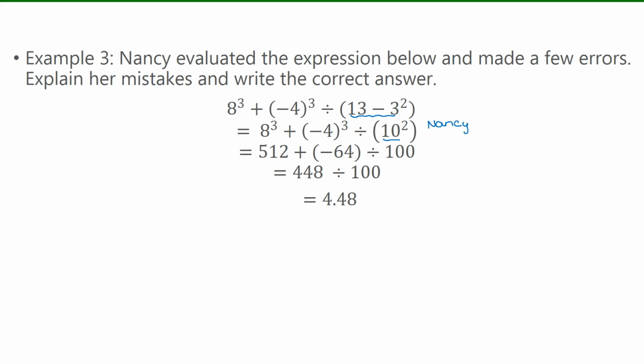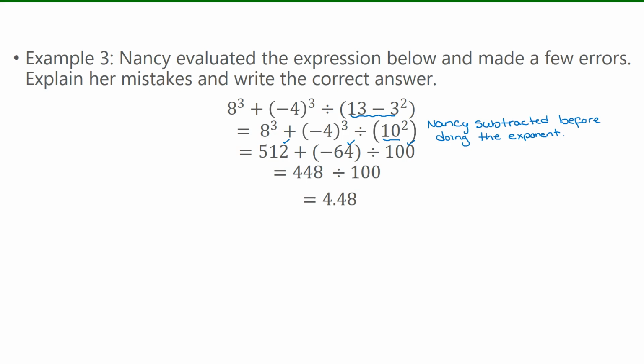I'll say that Nancy subtracted before doing the exponent. Okay, let's continue to see if there's anything else. So next she should work out her exponents. 8 cubed is 512. Negative 4 cubed is negative 64, and 10 squared is 100, so no mistakes there.